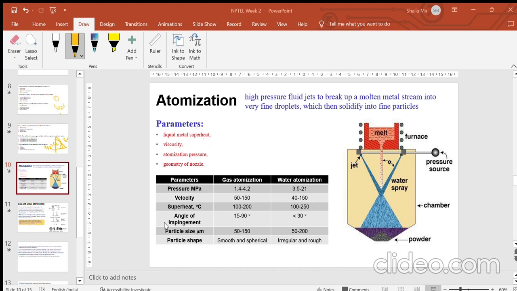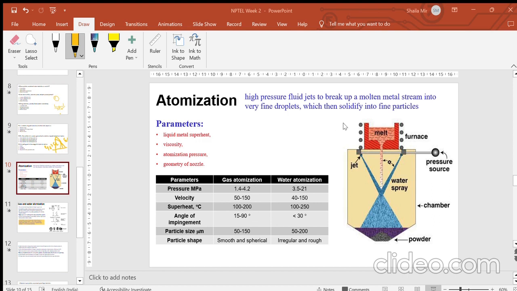Also there is a difference in the angle of impingement. For gas atomization it can vary in a large range, but for water atomization it should be less than 30 degrees only. And also, as we talked about the particle shape, it is smooth and spherical for gas, while for water it is irregular and rough.